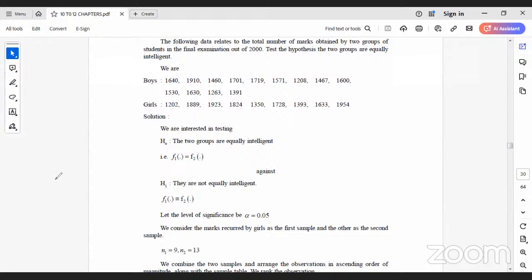At the level of significance alpha, we consider the marks of the girl sample other than the second sample.